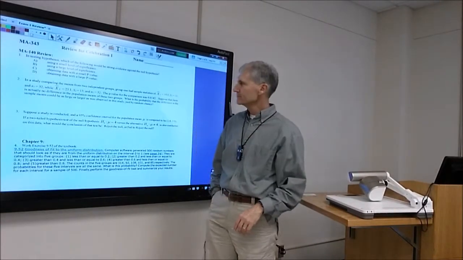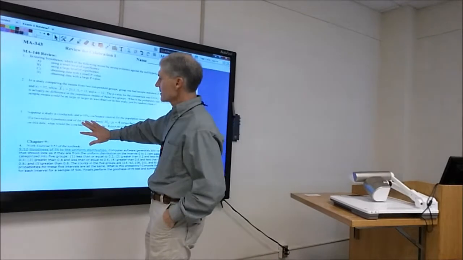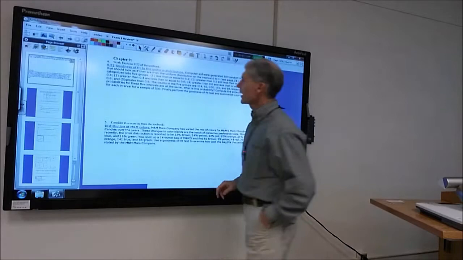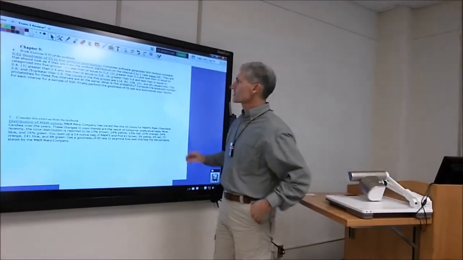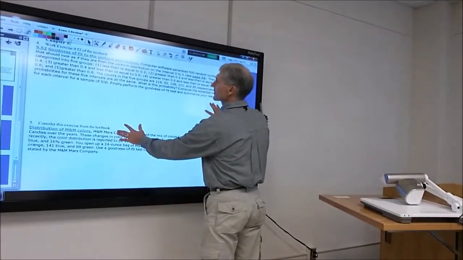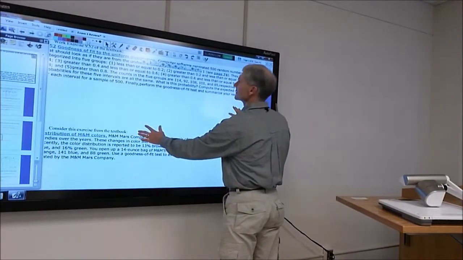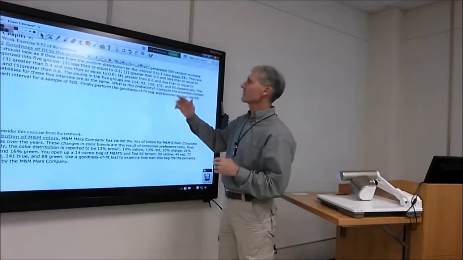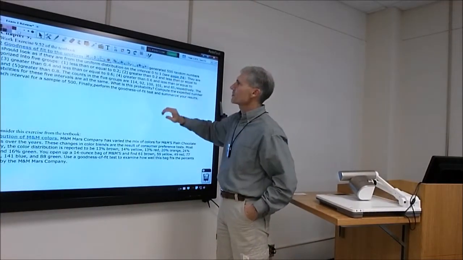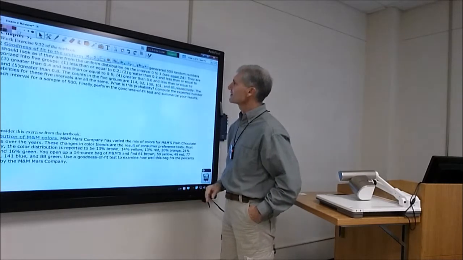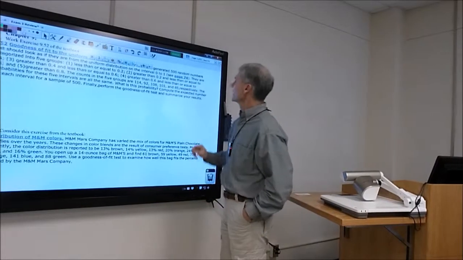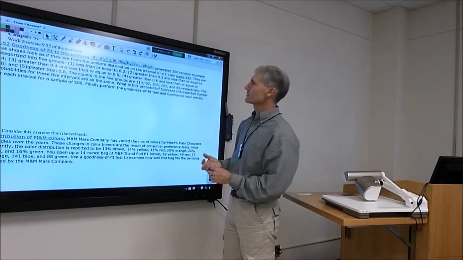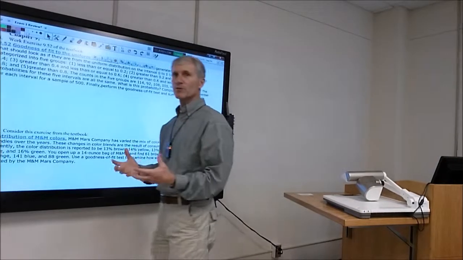Number 4. Let me scroll that up. Number 4 says, let me see if I can make this even bigger without distorting it too much. There we go. It's a goodness of fit test. This I took straight out of the book. It's problem number 952. It says you generate 500 random numbers, and they're supposed to come from a uniform distribution.